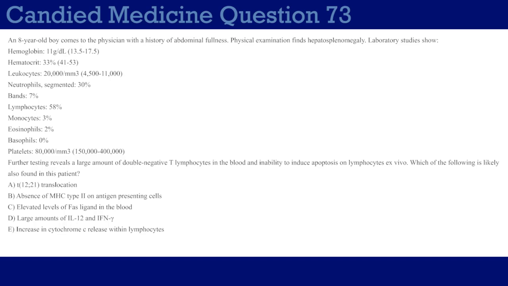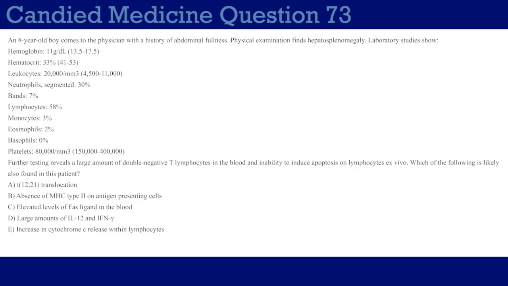An 8-year-old boy comes to the physician with a history of abdominal fullness. Physical examination finds hepatosplenomegaly. Laboratory studies show hemoglobin 11 grams per deciliter, normal range 13.5 to 17.5, hematocrit 33%, normal range 41 to 53, leukocytes 20,000 per millimeter cube, normal range 4,500 to 11,000, neutrophils segmented 30%, bands 7%, lymphocytes 58%, monocytes 3%, eosinophils 2%, basophils 0%.